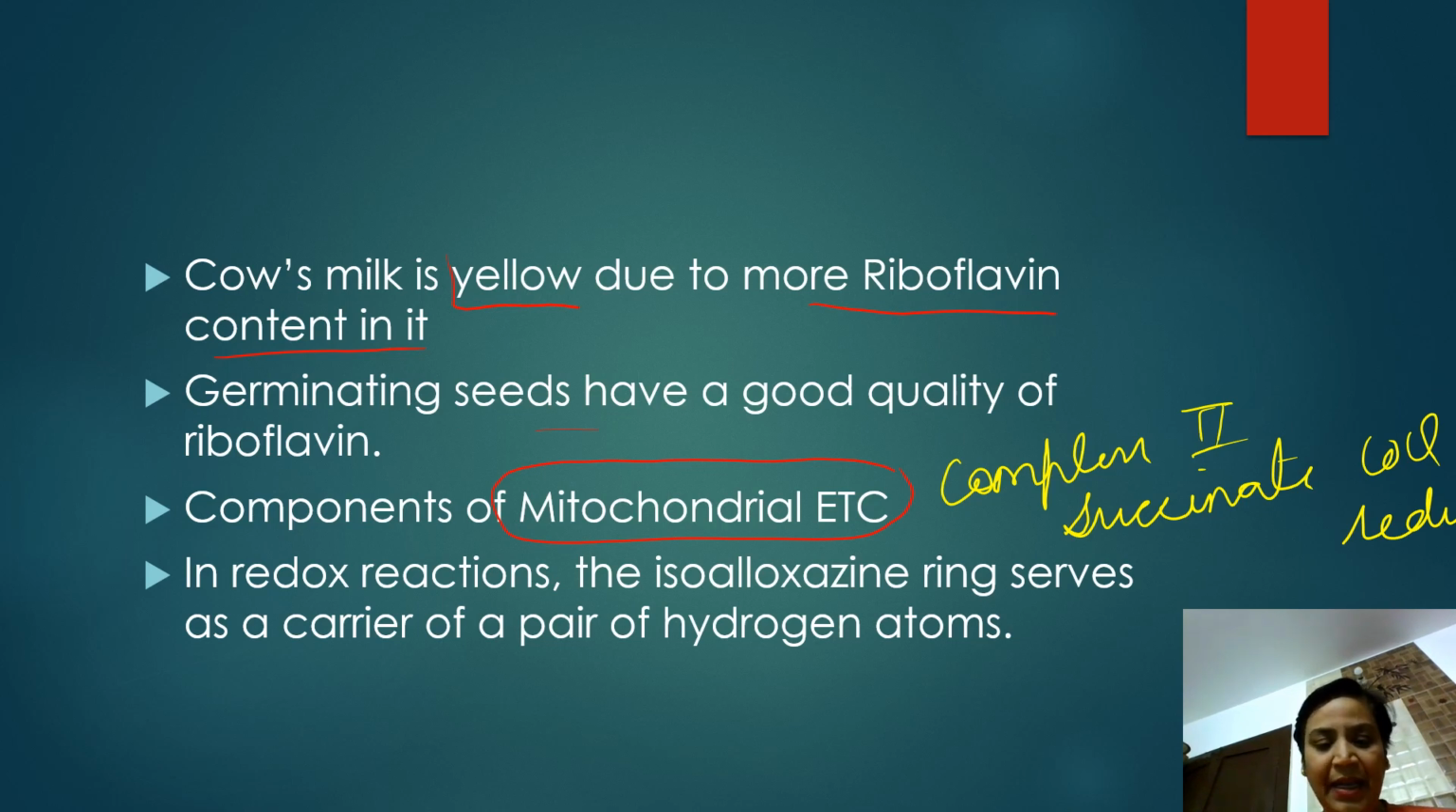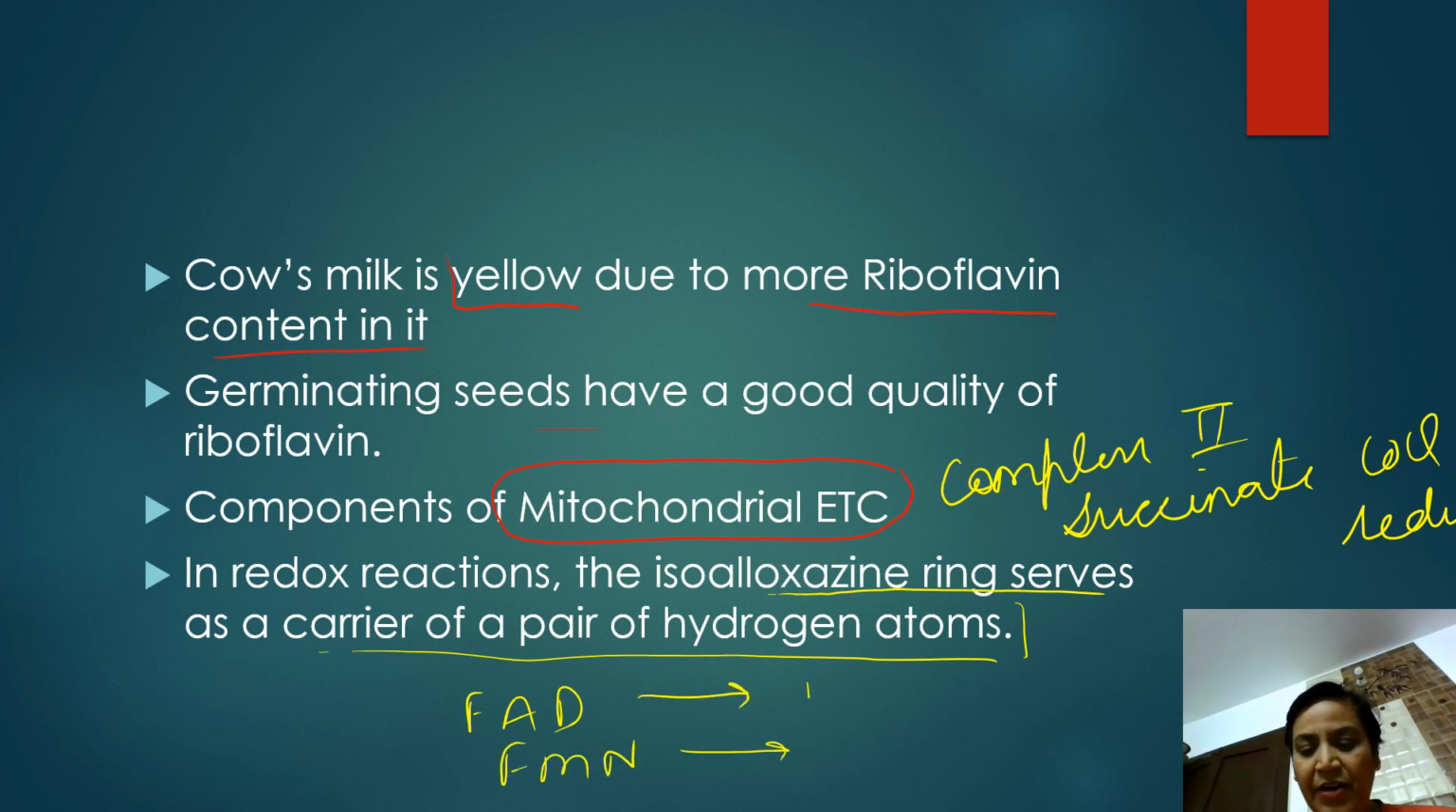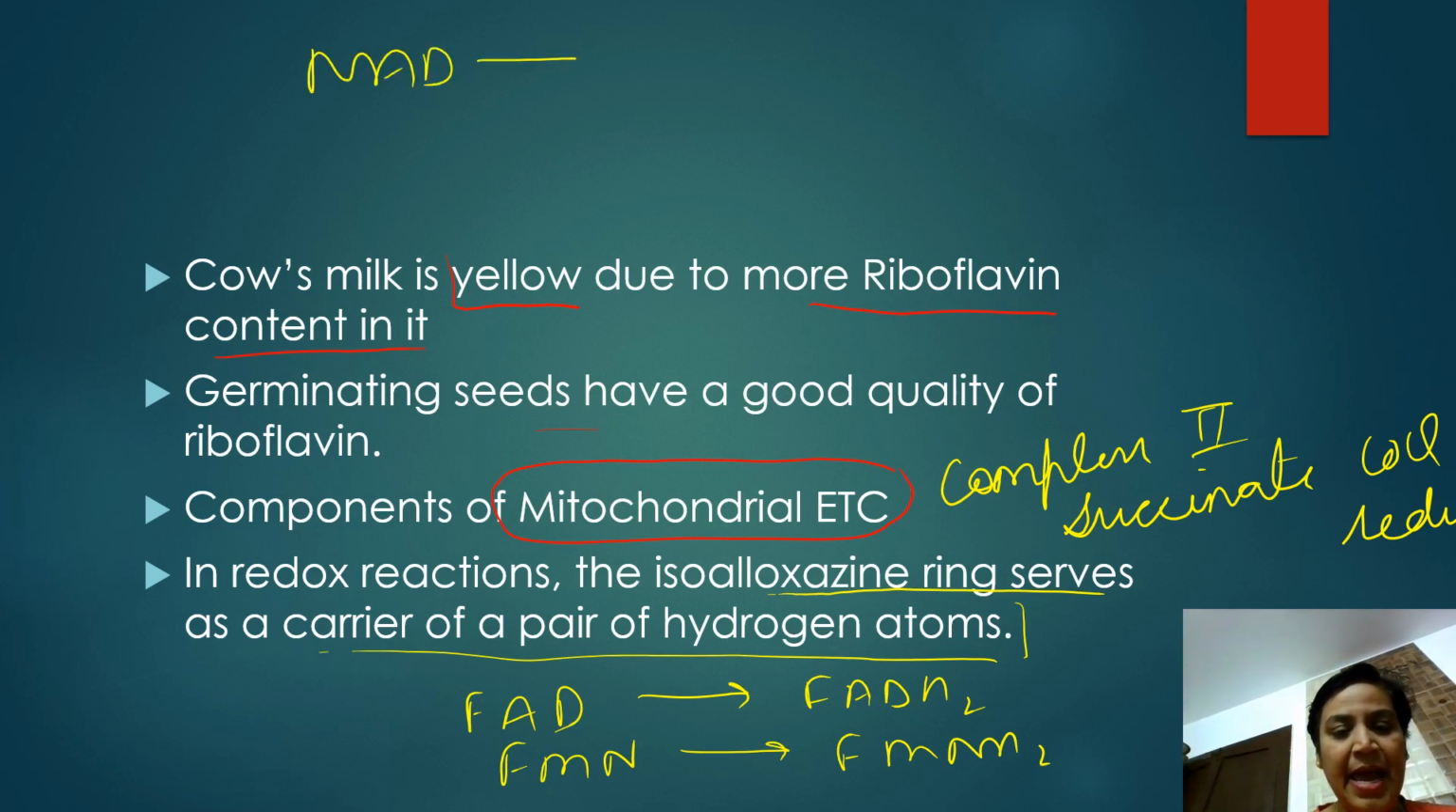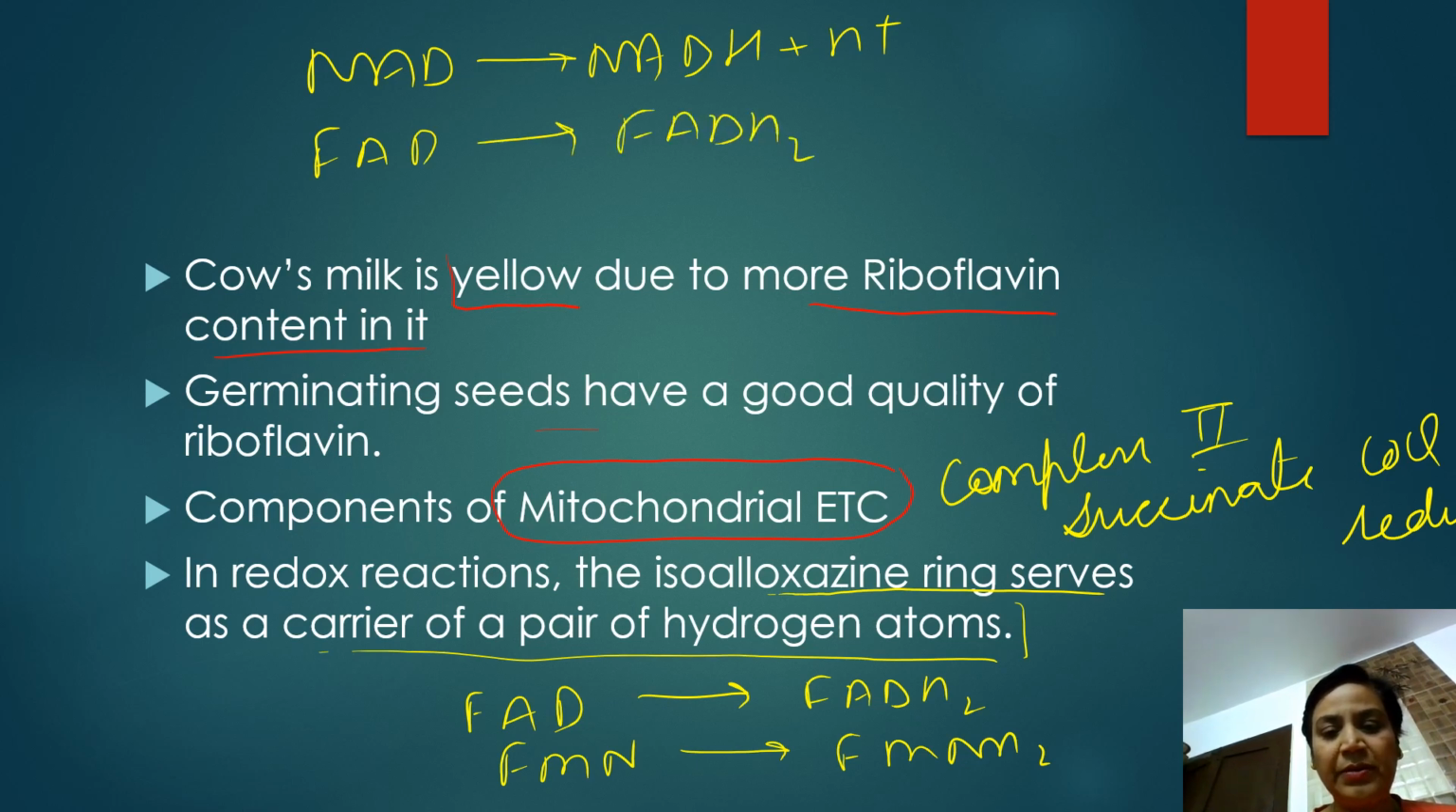So basically what is happening is this isoalloxazine serves as a carrier of a pair of hydrogen atoms. So whether FAD is there or FMN is there, FAD forms FADH2, FMN forms FMNH2. Now one question can again arise in your mind. NAD is always written as NADH plus H positive, whereas FAD is always written as FADH2. The reason behind this is that complex 2 has a low redox potential.